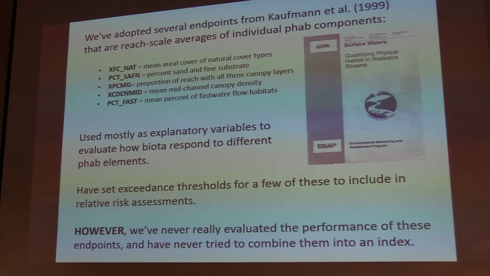We also have never evaluated them for bias. So do they vary so much naturally among ecoregions that you would have to correct for that if you wanted to incorporate them into an index? And we've certainly never tried to combine them into an index. So before I describe how we actually put the index together, let me just speak briefly about why we need a PHAB index and how we might use it in monitoring programs.